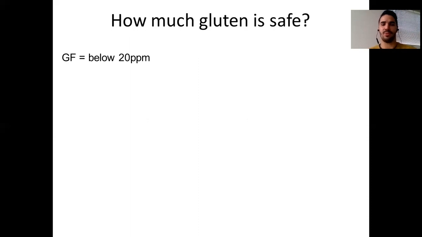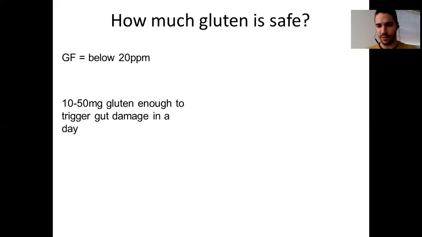And for most people, you might be thinking, well, how can we quantify that? What's below 20 parts per million? So hopefully I'll give you a bit of information that might help with that. We know from research that 10 to 50 milligrams of gluten is enough to trigger gut damage in a day for someone with celiac disease. You might be thinking, right, so what does that mean? So 50 milligrams is the equivalent of 1/70th of a slice of bread.